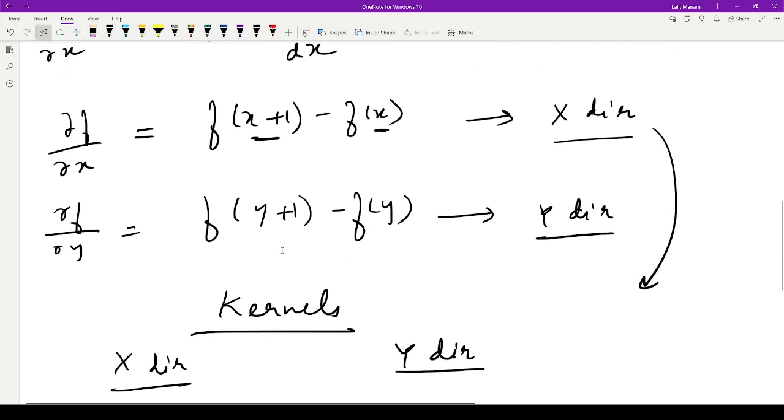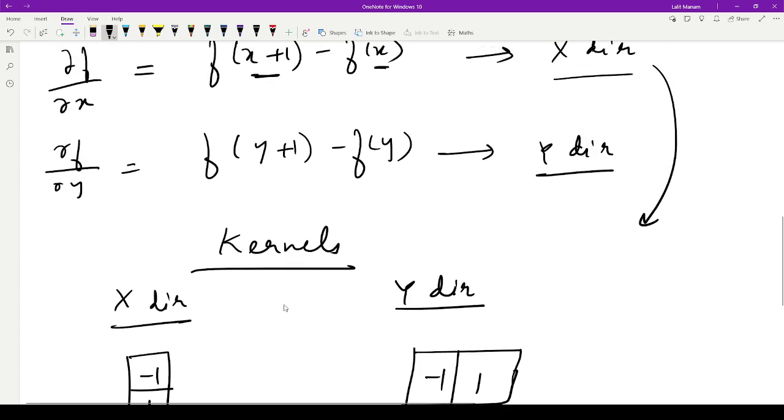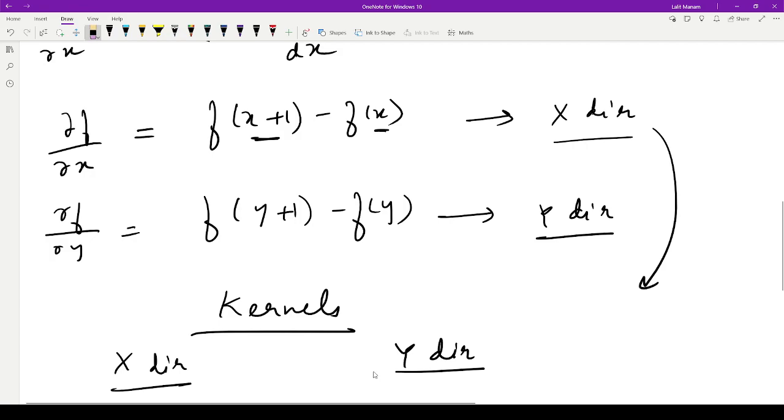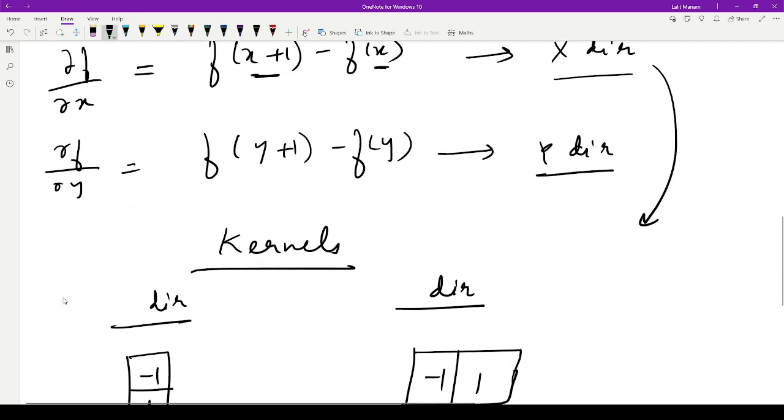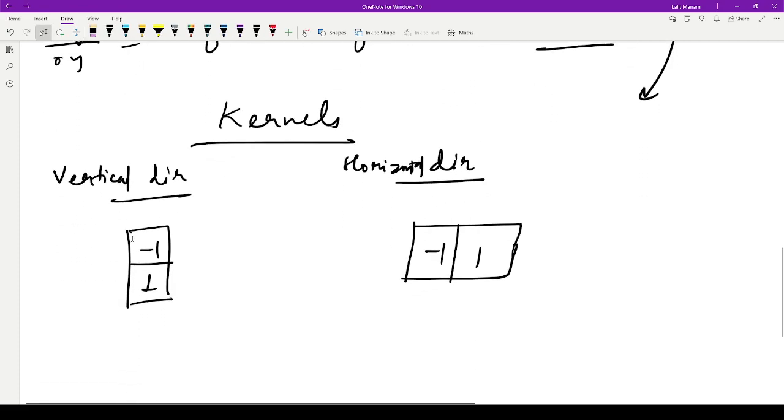Generally we don't use x and y as the terminologies. We just use horizontal or vertical directions, so that makes it quite clear which direction to choose. Otherwise, you have to choose which convention you want to take. So I'll just write the usual convention: this is in the vertical direction and this is in the horizontal direction. If you want to implement the simple basic derivative along both directions, you can just use this.